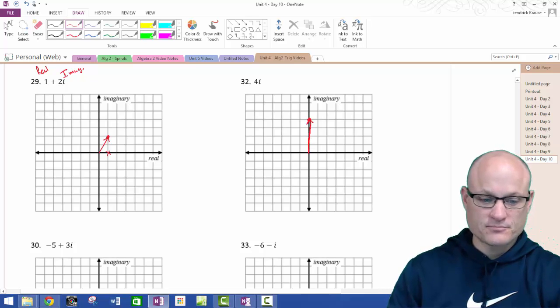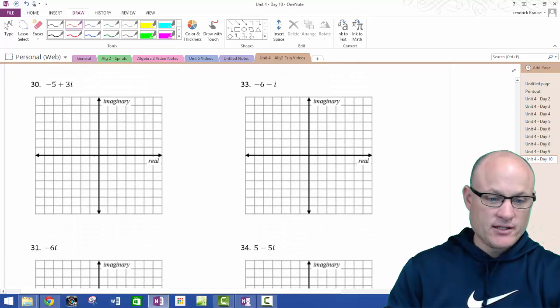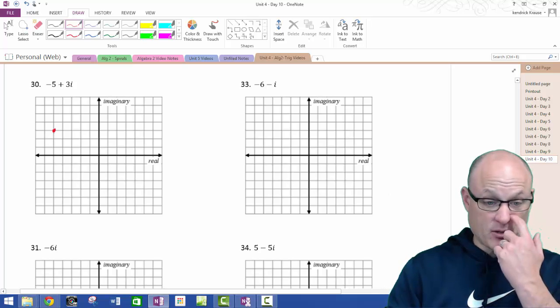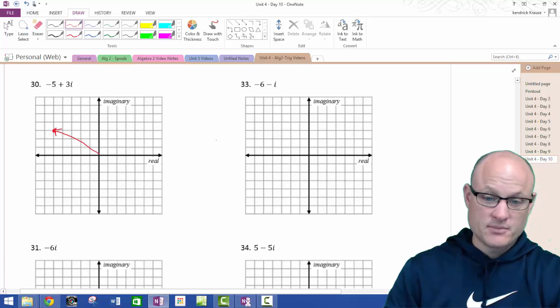That's hard to see. Negative 5 plus 3i. Negative 5. 1, 2, 3, 4, 5, up 3. 1, 2, 3. So there's negative 5 on the real and positive 3 on the imaginary. And I'm not sure how I'm going to draw this in. And it's a vector, so I draw with arrows. Negative 6. 1, 2, 3, 4, 5, 6, and down 1.